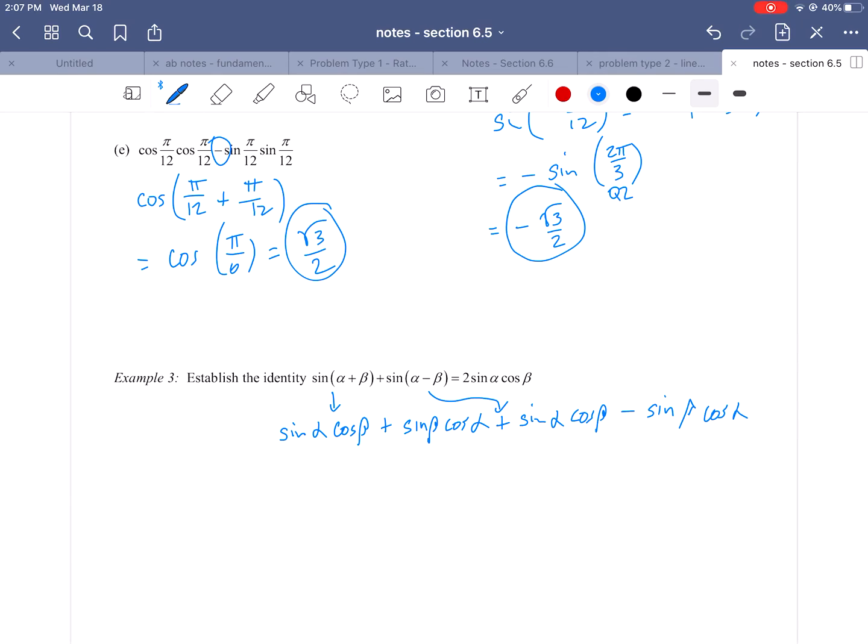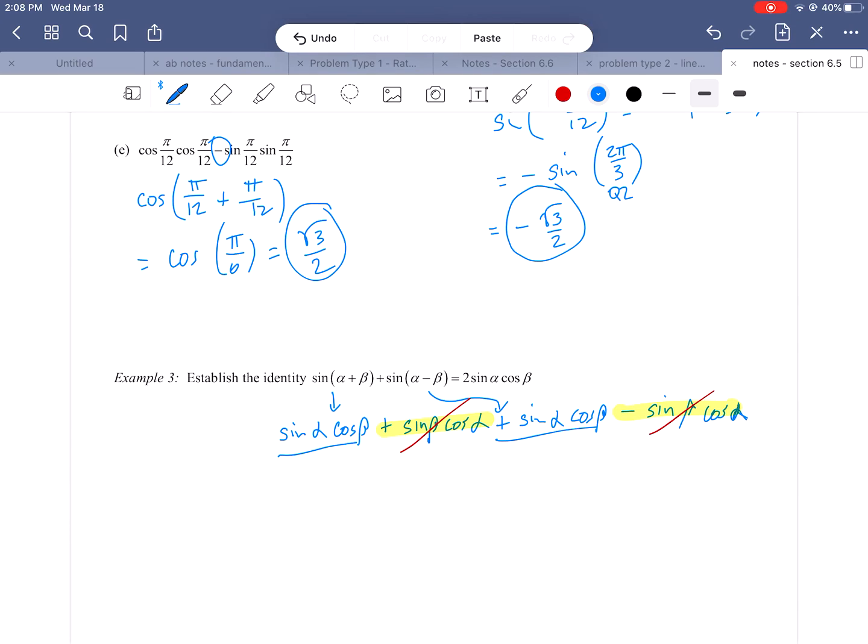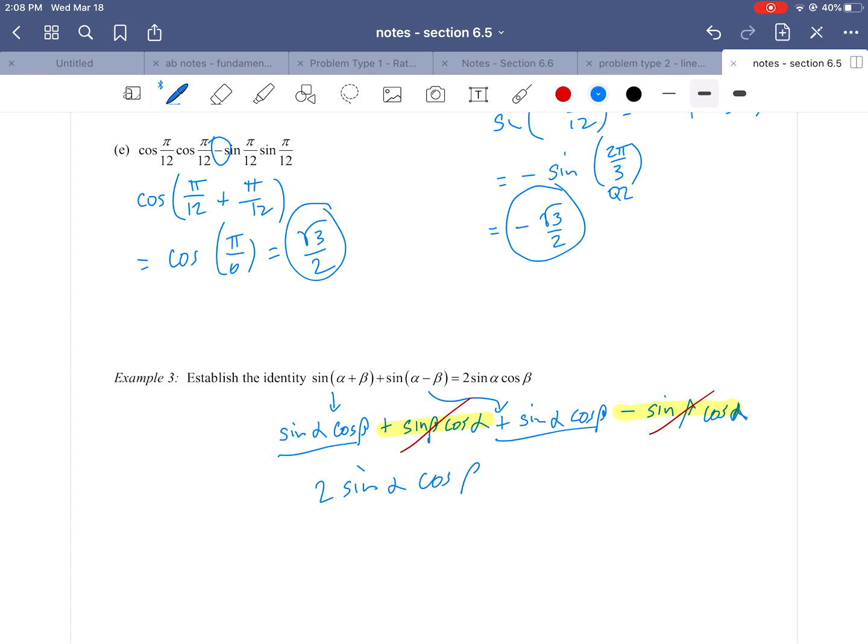Okay, so now here's what I notice. If you look at this term here and this term here, you'll notice that they are going to cancel out. And if you'll look at this term and this term, you'll see that they're exactly the same. And so if I add them together, then I'm going to get 2 of them. And so that'll be 2 sine alpha times the cosine of beta. And that is exactly what I wanted to show that left-hand side was equal to.